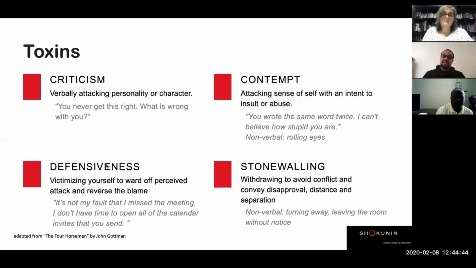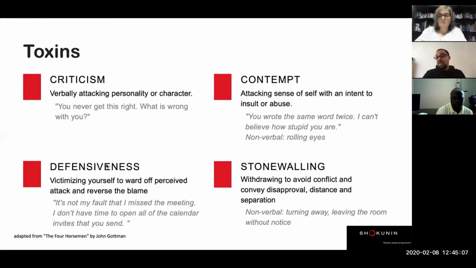And then there's defensiveness. Defensiveness is, I hear something and I immediately want to say, here's why this is happening. You become a victim in defensiveness. You start to say, it's not my fault. Here's why this is happening, rather than addressing the particular issue at hand.